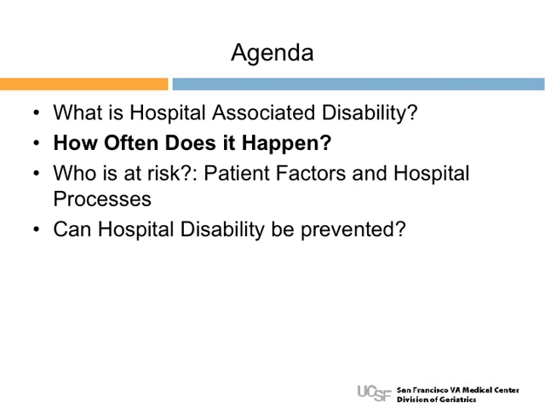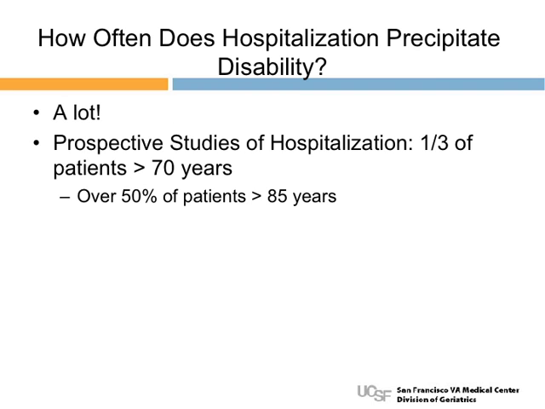If you look at prospective studies of hospitalization, about a third of patients over 70 will report that they have more disability in activities of daily living after the hospitalization than before they got sick. Once you get past the age of 85, over 50% will report more difficulty or disability in activities of daily living. So it's actually more likely than not that an 85-year-old will have this problem of hospital-acquired disability.